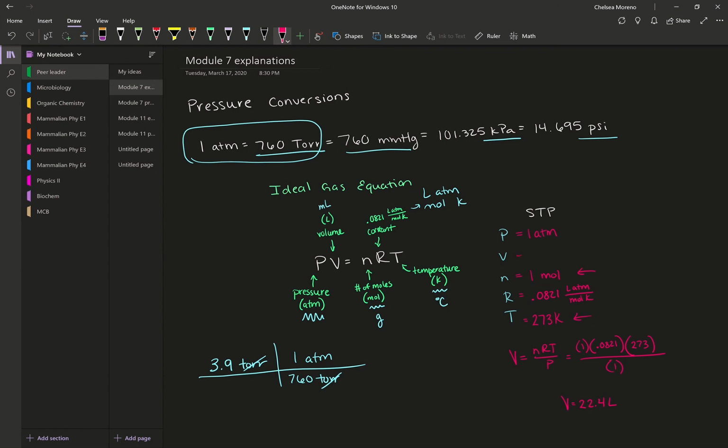So keep in mind, even if you don't remember your values for STP, you can also just plug in the ones that you do know, and you can find any other value. So keep that in mind as well.